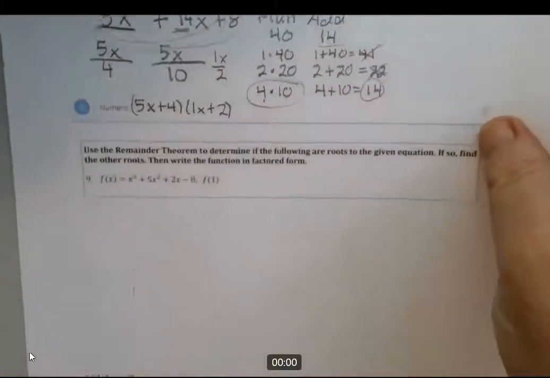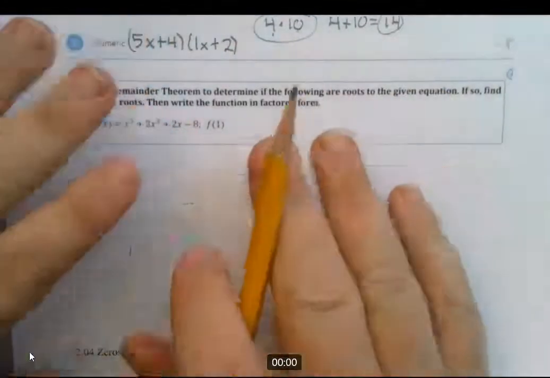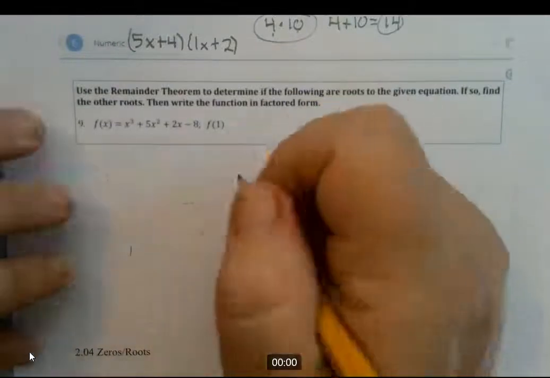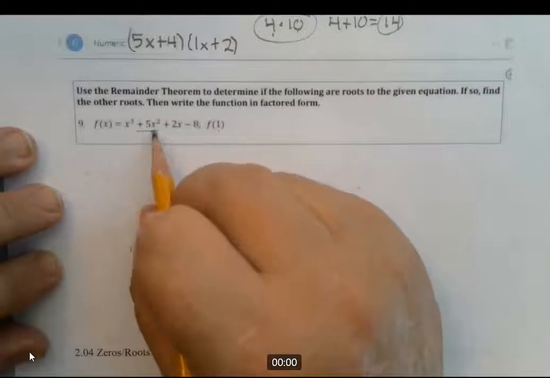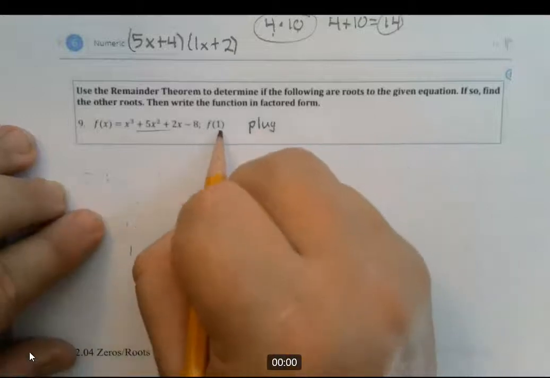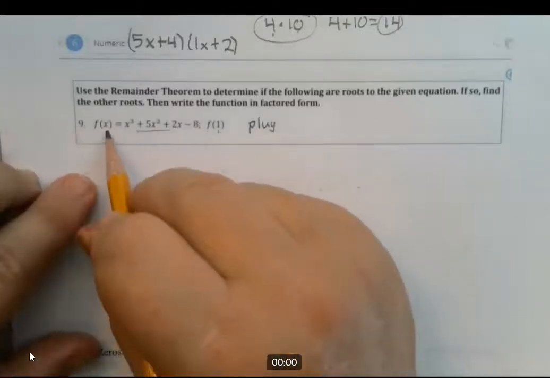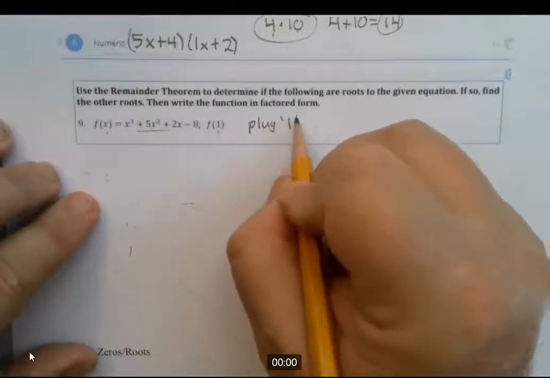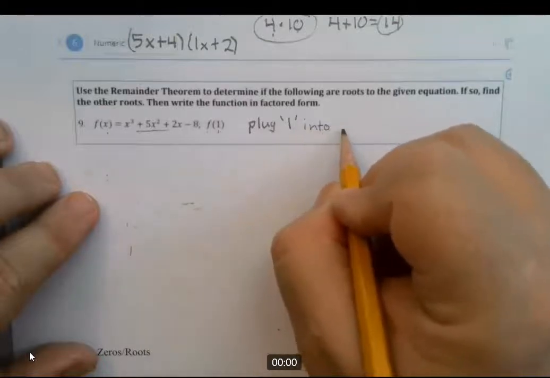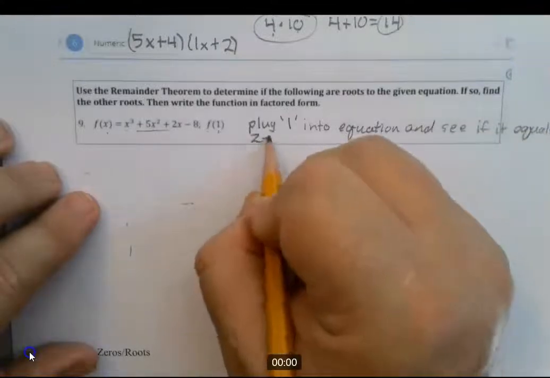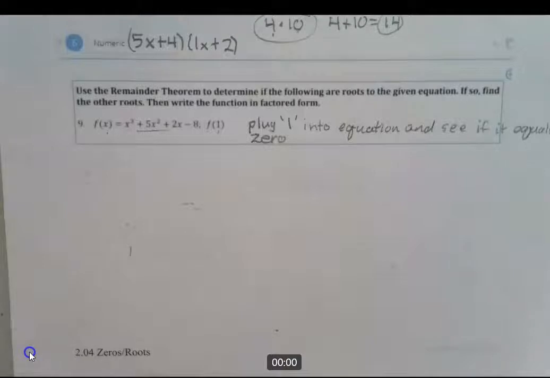Alright, let's keep going. 6. Okay, 6 is called the remainder theorem. Again, except for the very first step of each of these problems, you end up doing the rest of the problems exactly the same. So what the remainder theorem says is, if you plug this into the function, so it says plug that number, that's what f of 1 means. It means you take the 1 and put it where the x is, so anywhere you see an x, you put the 1. So plug 1 into the equation and see if it equals 0.